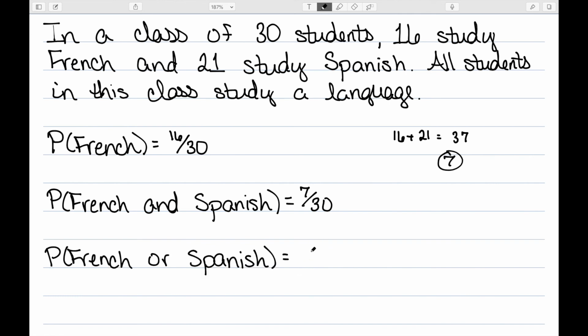Finally, I want to know the probability that they study either French or Spanish. We know the chance they study French is 16 out of 30. We need the chance they study Spanish. That's 21 out of 30, since there are 21 that study Spanish. Minus the chance that they study both, which we just found to be 7 over 30. And when we simplify this, we get 30 over 30, or 1, which does make sense. We said that all students in this class study a language, so we have a 100% probability that they study one of our languages.